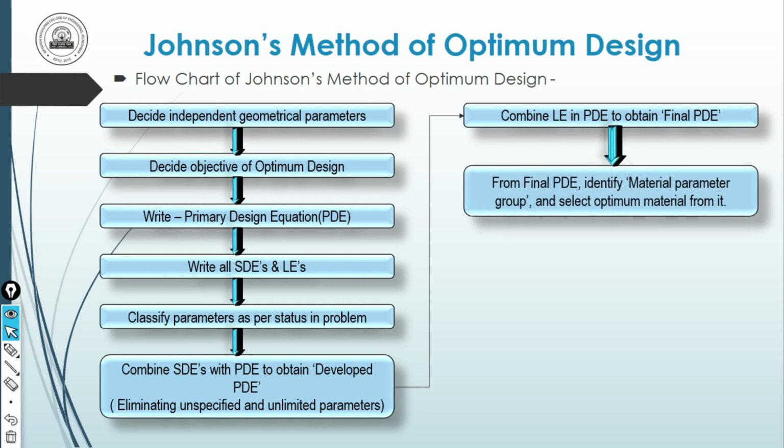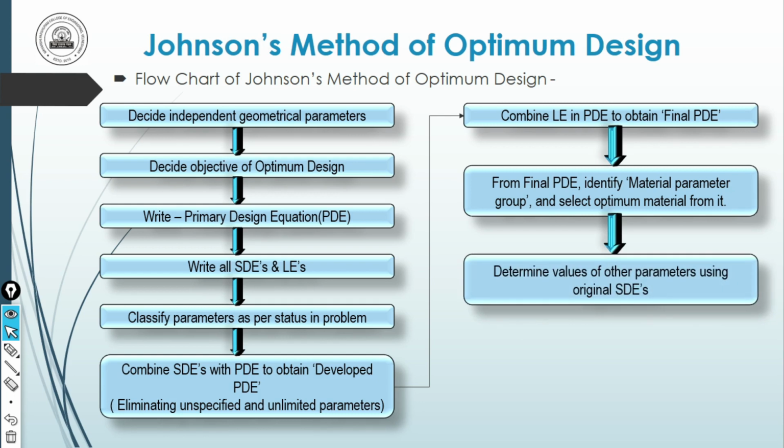Then, after calculating the final result from that final PDE, we will identify the material parameter group, and based on that material parameter group we will select the optimum solution. Next, we determine the values of other parameters using the original subsidiary design equations that we wrote down in the earlier stage from the given problem statement.